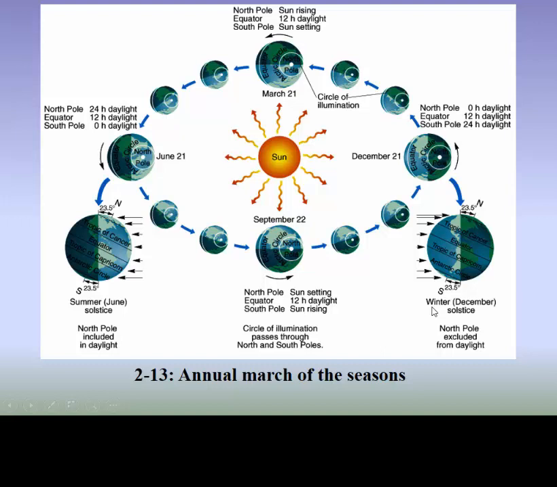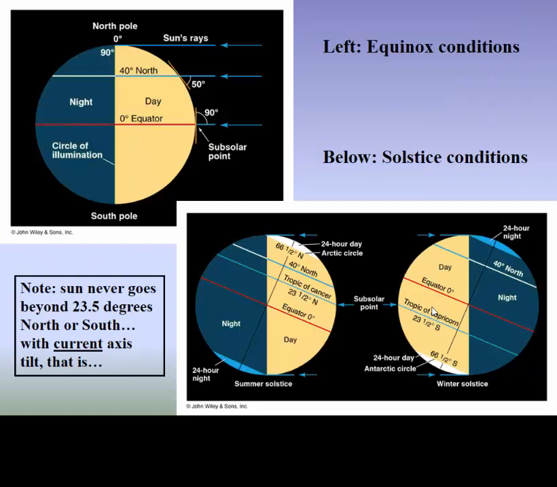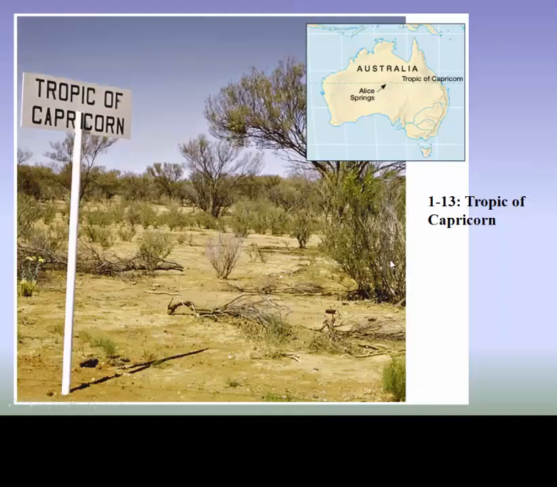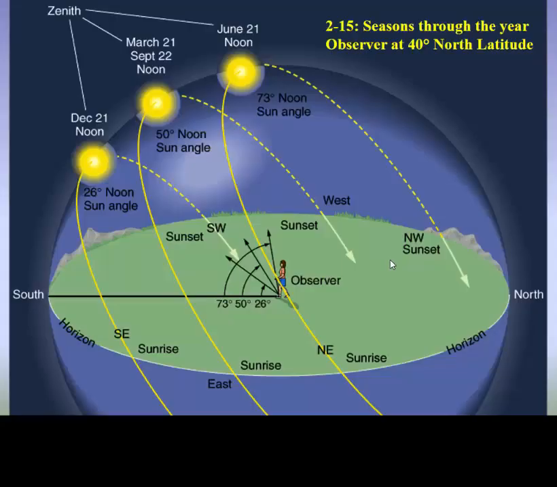Okay, and it's going to be total opposite in winter, where in the southern hemisphere, South America, Australia, they experience their summer while we experience our winter. These are equinox conditions here, and then these are at your solstices. So you can see your Tropic of Capricorn. Like I mentioned before, your sun angle.